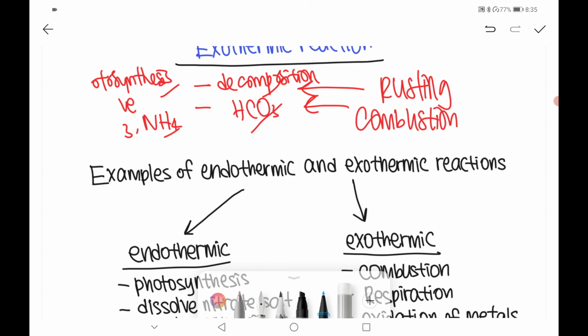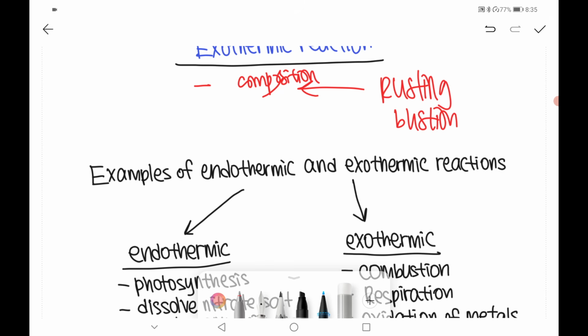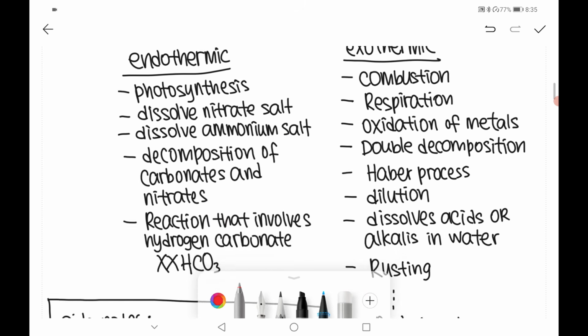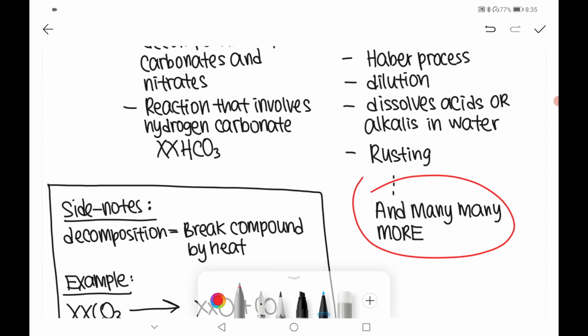So this is a simpler way to memorize. You just memorize the endo, and then anything not in the endothermic, they are exo. Simple as that. Because there are too many examples for exothermic, it's very hard if you want to memorize all the exothermic reactions. So don't do that.